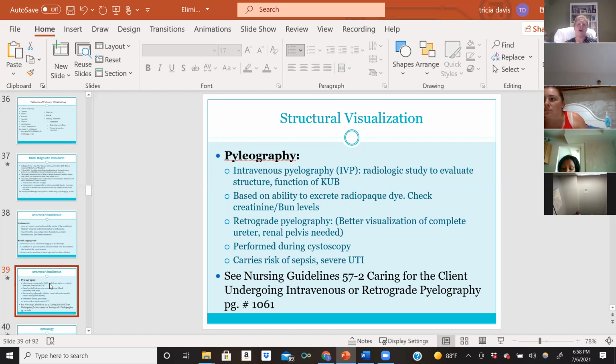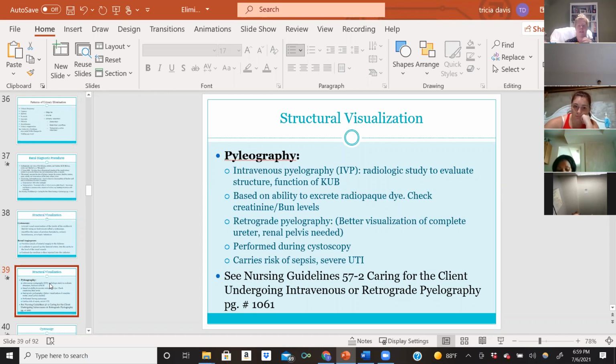Or they have something called a retrograde pyelography. This is better than just a pyelography. It gives you a better visualization of the ureter and that renal pelvis, if you think the main concern of the problem is in those two areas. And if we had to do that, they would do that during the same time they were doing a cystoscopy. But doing a retrograde pyelography carries a higher risk, because it's easier to develop a UTI, which could then turn the patient septic.